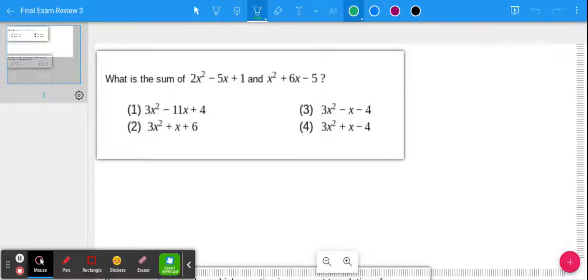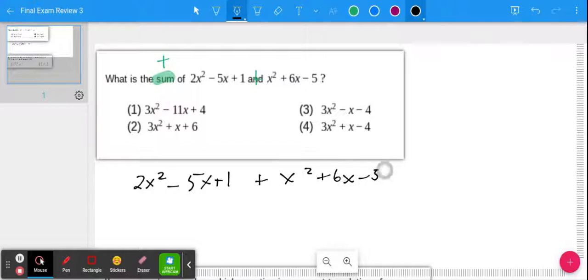This problem asks us, what is the sum of the two expressions? So let's take a look at the word sum. The sum means to add the two expressions. So let's rewrite them with addition. We have 2x squared minus 5x plus 1 plus x squared plus 6x minus 5.